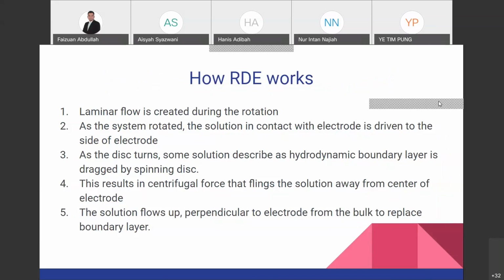So this is how the RDE works. First, the laminar flow is created during the rotation. Then when the system is rotating, the solution in contact with the electrode is driven to the side of the electrode. As the distance increases, some solution described as the hydrodynamic boundary layer is dragged by the spinning disk. This results in centrifugal force that flings the solution away from the center of the electrode. The solution flows up perpendicularly to the electrode from the bulk to replace the boundary layer.